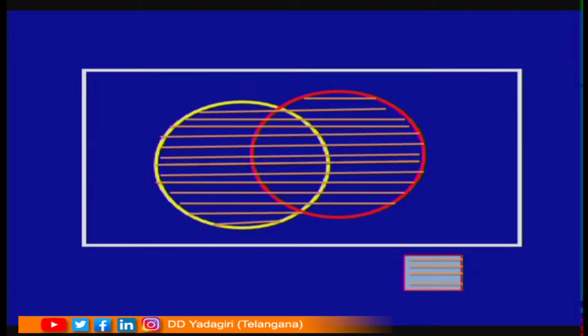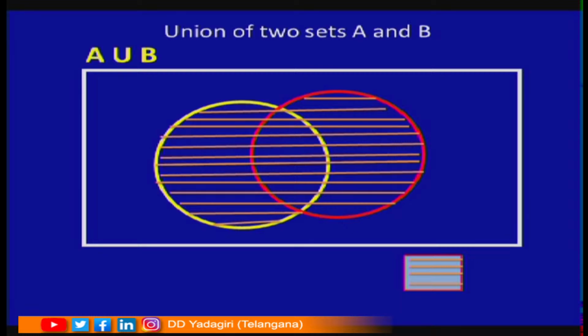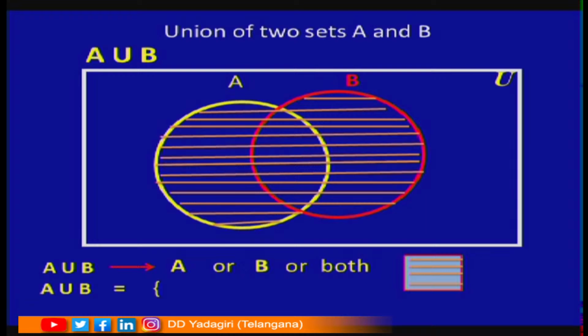So, now how to represent A union B through a general Venn diagram. If a set A and a set B are combined, so A union B, A or B, the element may belong to A or B or both. So, then mathematically A union B is the set of X such that X belongs to A or X belongs to B. So, this is the way you have to represent the union of two sets through Venn diagrams.